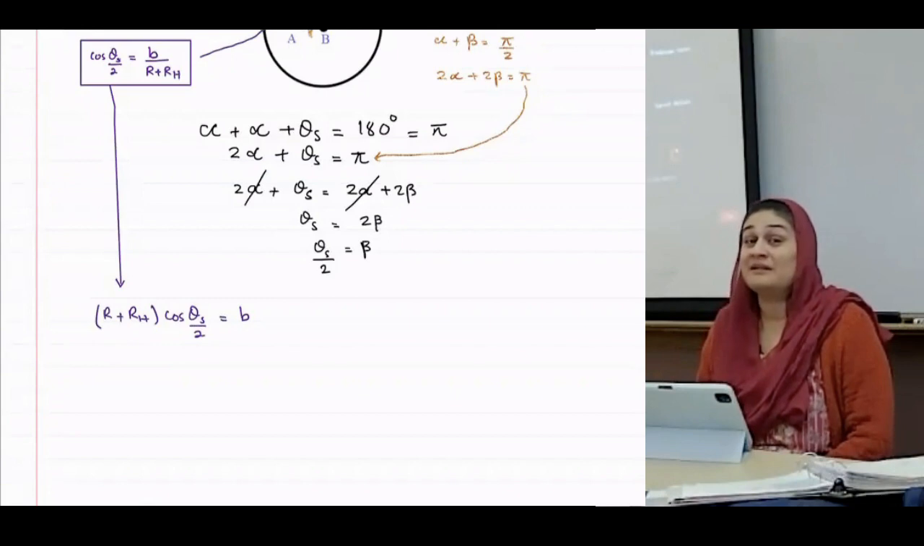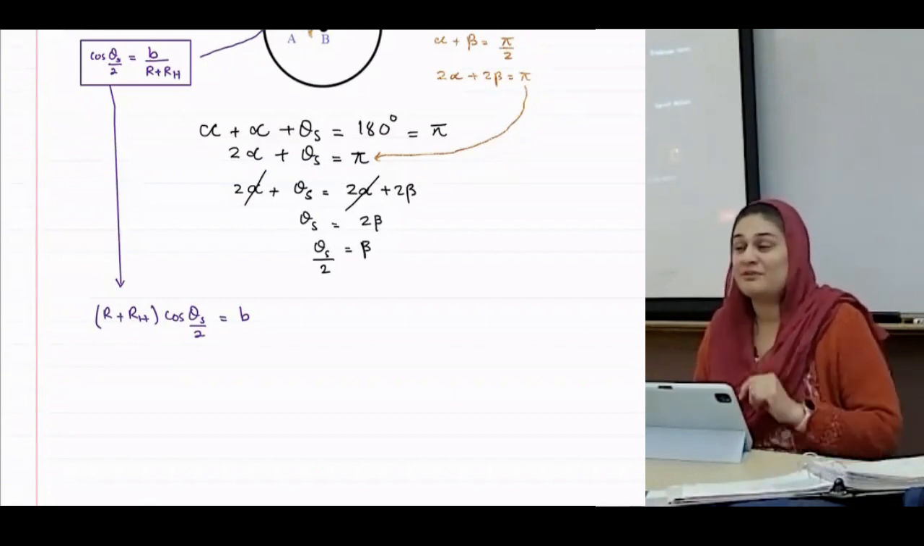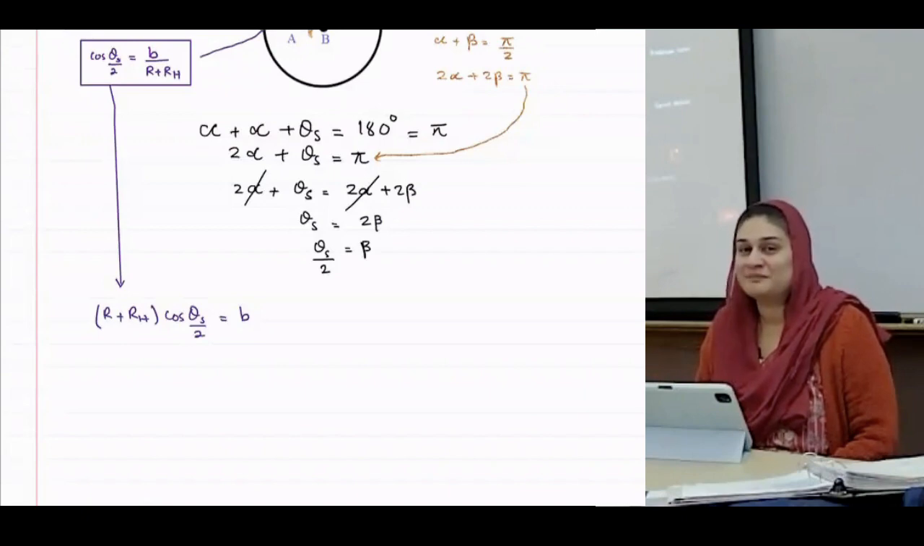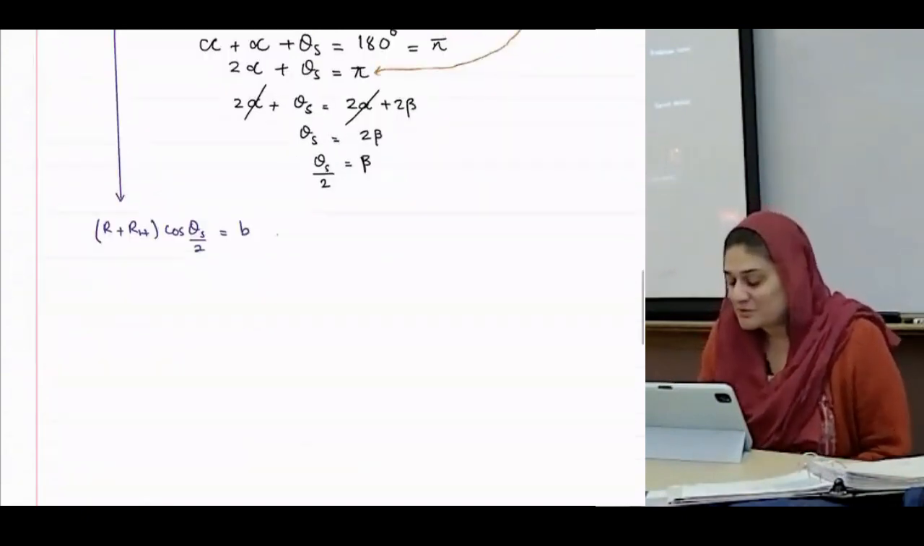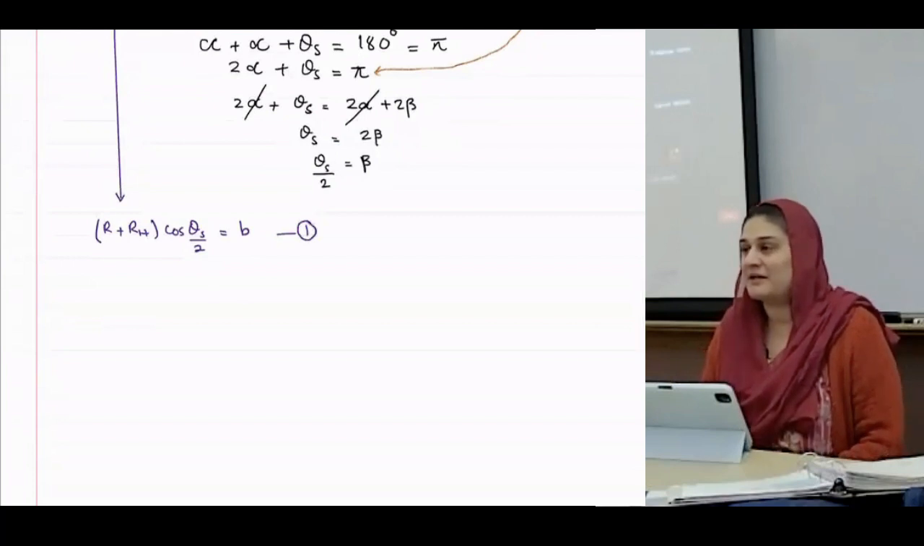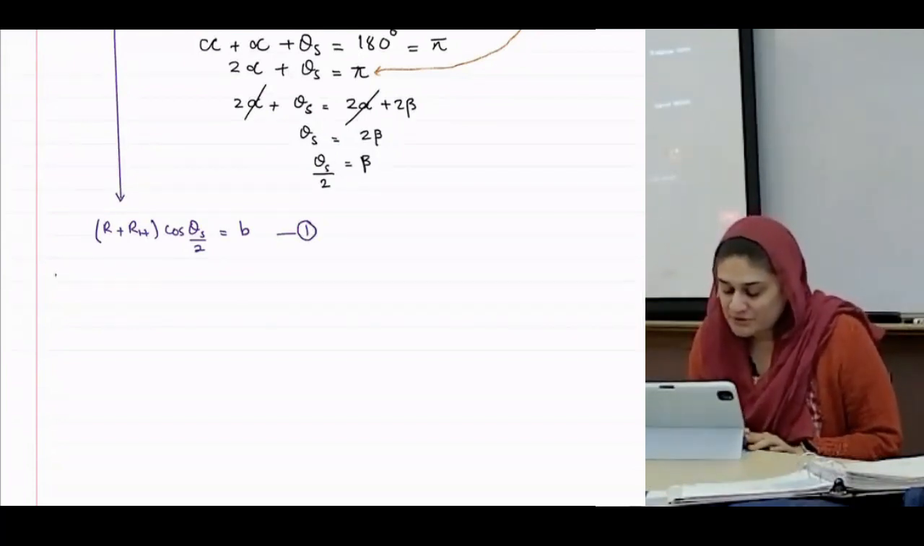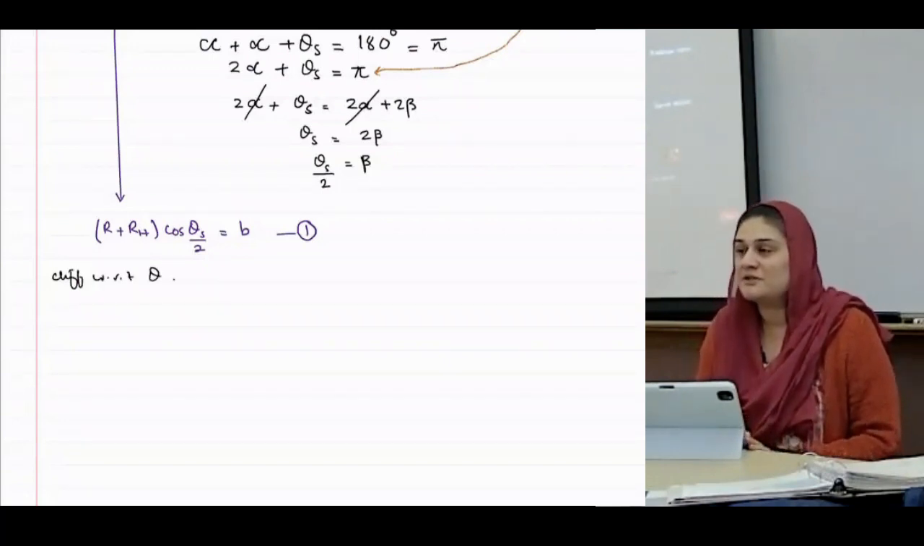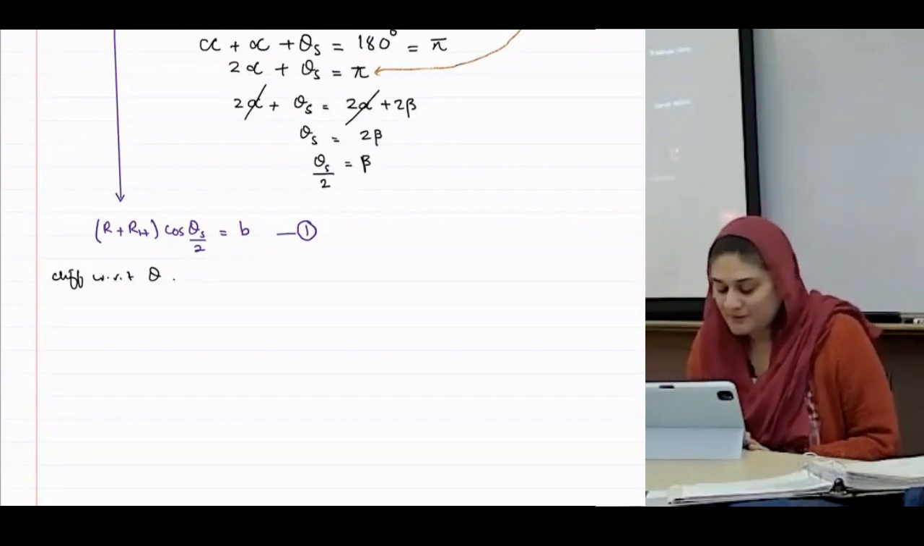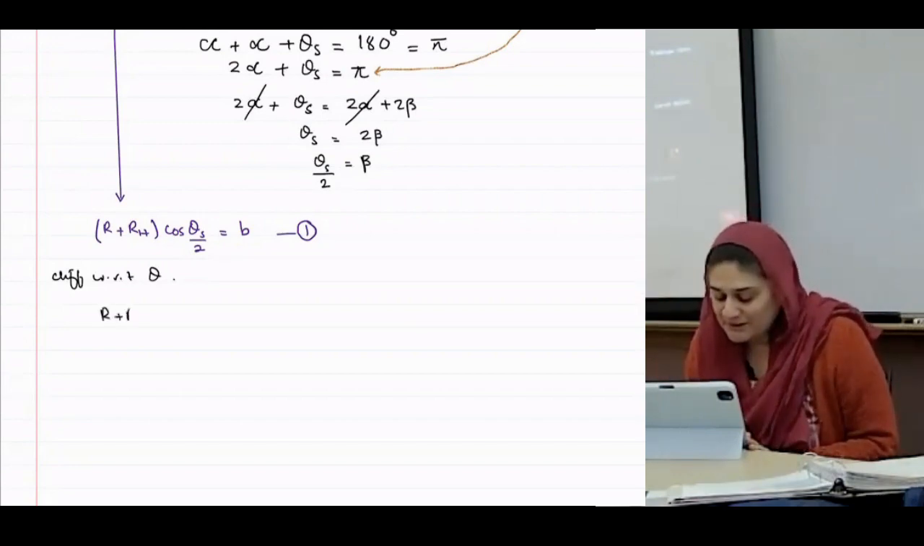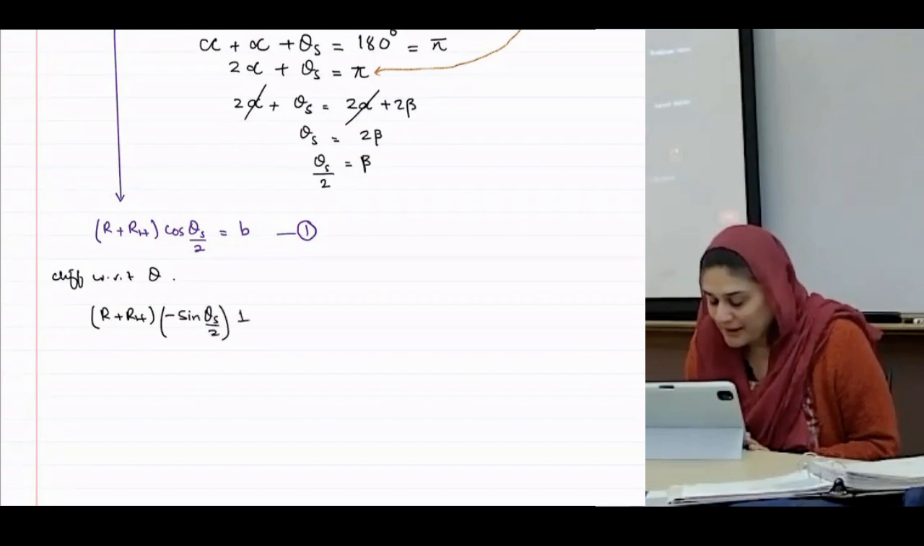Do you want to do something less fancy? Differentiate this equation with respect to theta. What will you get? So if I call this 1, can I differentiate with respect to theta? What will it be? What is the differential of cosine? So this will just be r plus rh, negative sine of theta s over 2, then a half, right? Equals db over d theta.